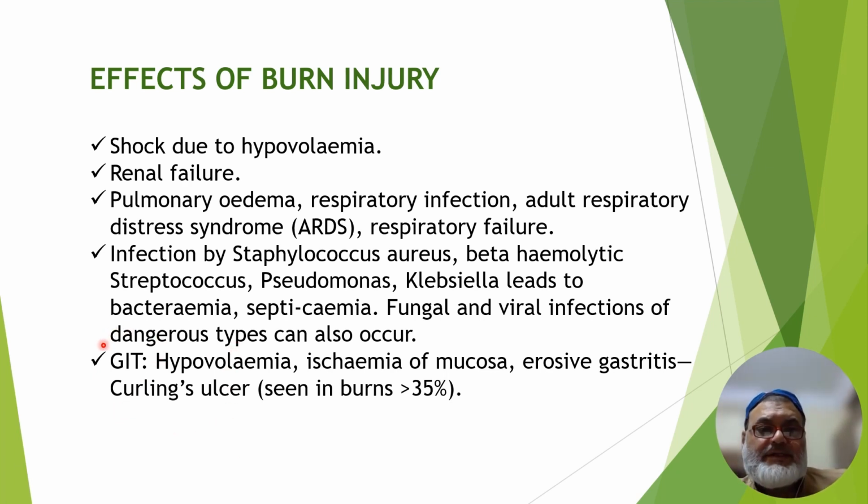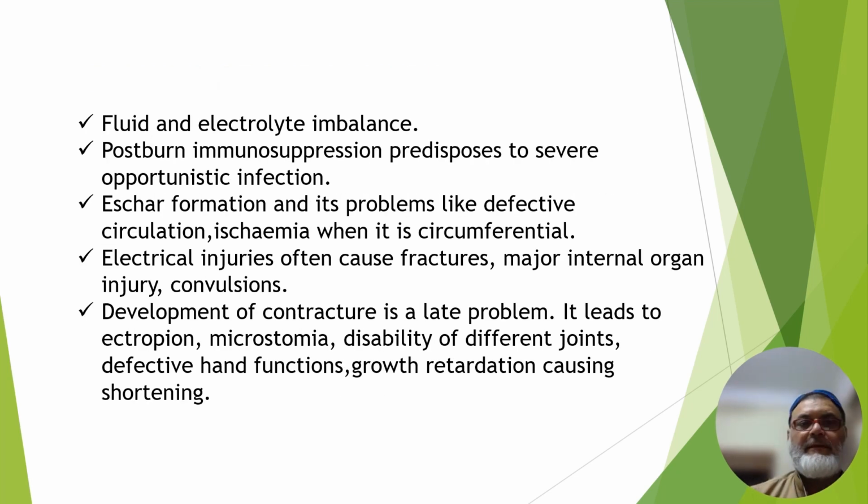On the gastrointestinal tract, hypovolemia, ischemia of the mucosa, and erosive gastritis. Again, this erosive gastritis leads to the curling ulcer. This is seen in the patient having a burn more than 35%. The fluid and electrolyte imbalance, post-burn immunosuppression predisposes to the severe opportunistic infection, tissue formation, and its problem like defective circulation, ischemia when it is circumferential.